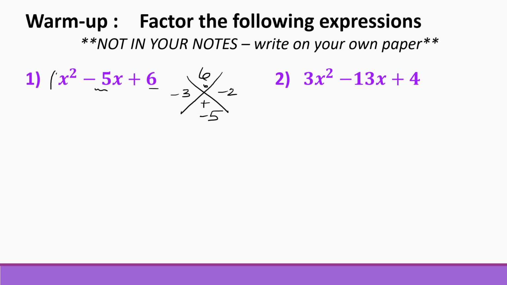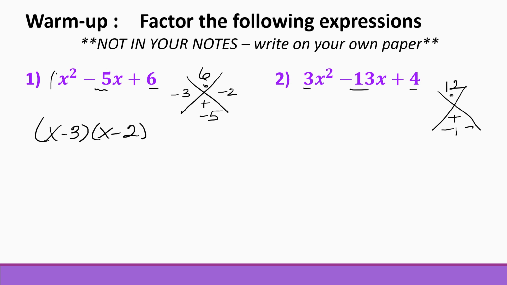And those values would be negative 3 and negative 2. Since I do have a lonely little x squared, the two factors become x minus 3 and x minus 2. Example 2, 3x squared minus 13x plus 4. In this example, again, we're going to follow that same process, taking leading coefficient times constant: what multiplies to 12, but has a sum of negative 13.